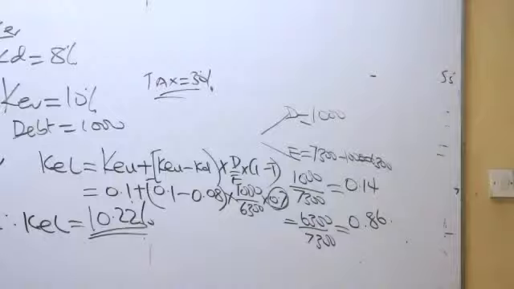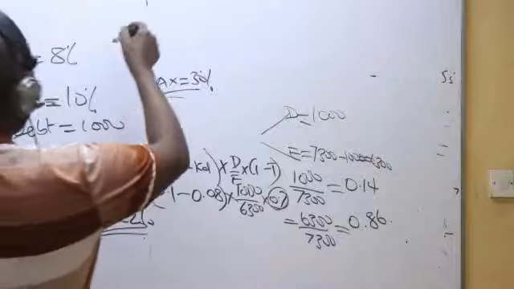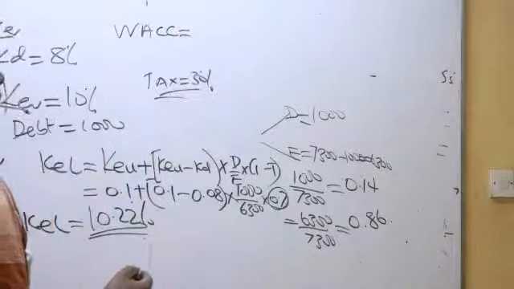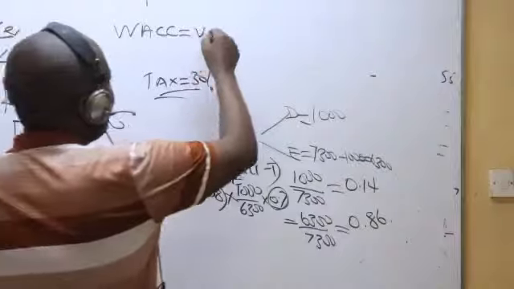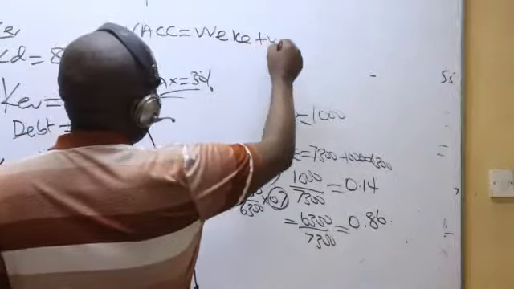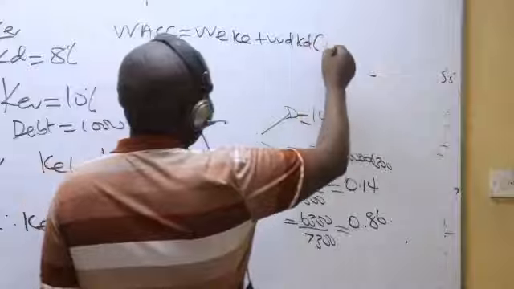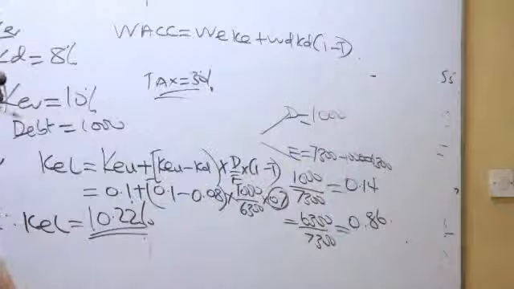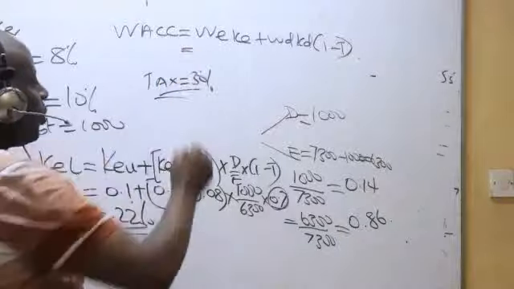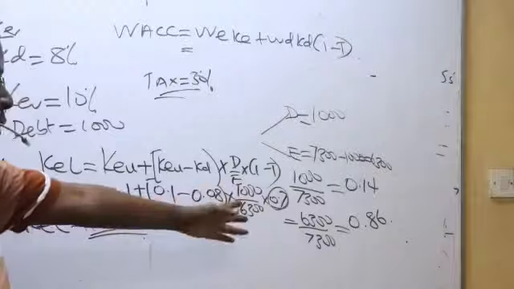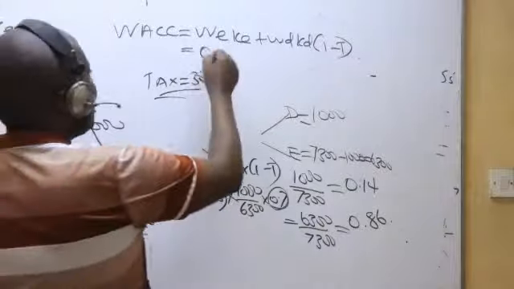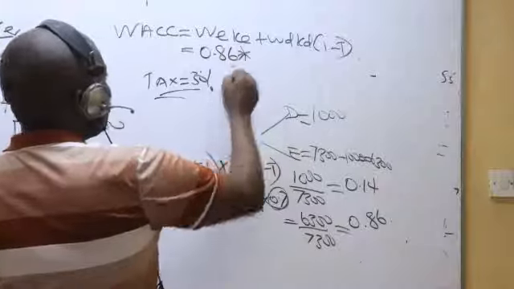After this, they want us to give them the WACC. We know the formula. It is weight of equity times cost of equity, plus weight of debt times cost of debt, times 1 minus tax. The weight of equity, we already have the figure. It was coming to 0.86. So we have 0.86 times cost of equity.